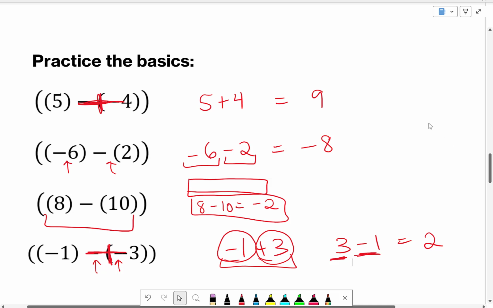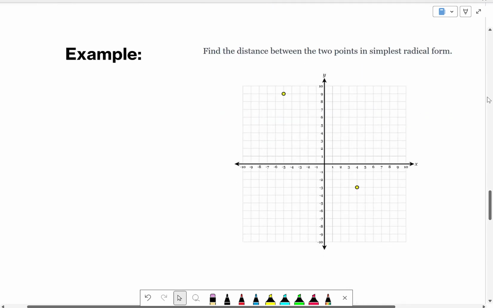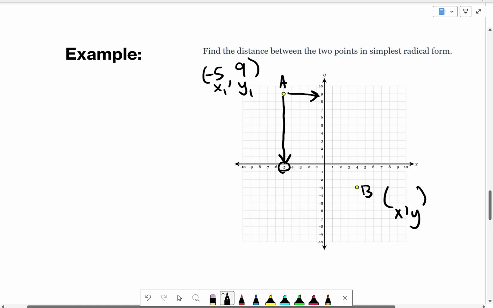So those are the basics. Okay, our first example, we have 2 points. We have point A and point B. Point A is negative 5 for x, and then we have 9 for y. This is my first point, so it's going to be 1, 1. B, on the other hand, I have x and y. X is 4, y is negative 3. So it's going to be 2 and 2.